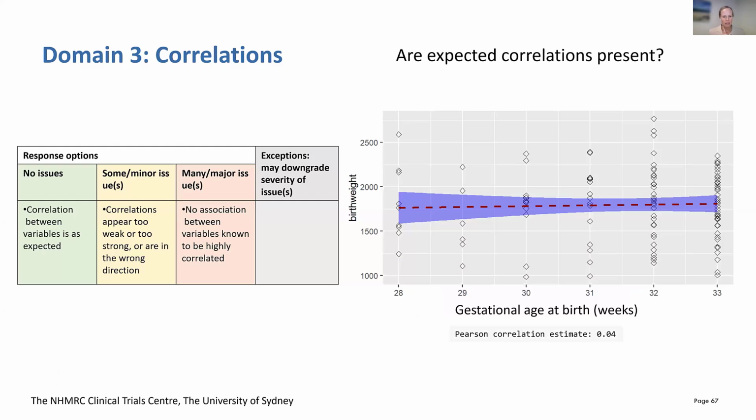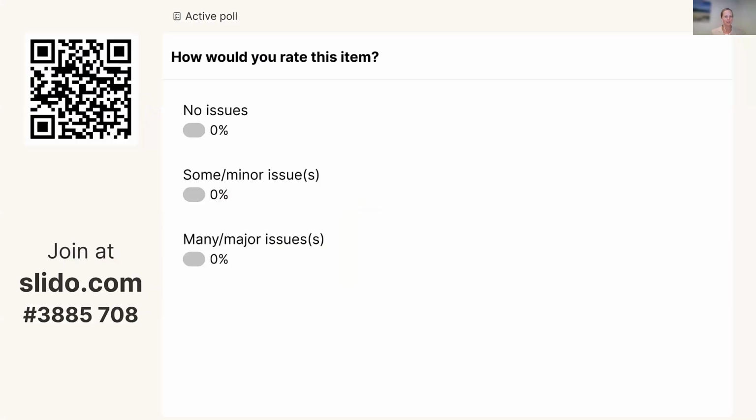Here we have gestational age at birth on the x-axis and birth weight on the y-axis. I should mention this is preterm infants. I'll give you a minute to look at this and think about how you would rate this item, whether it'd be no issues, some or minor, or many or major. And I'll let you answer that now in the poll.